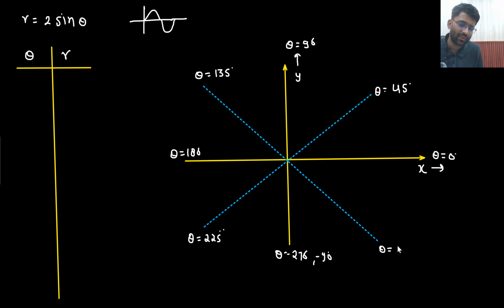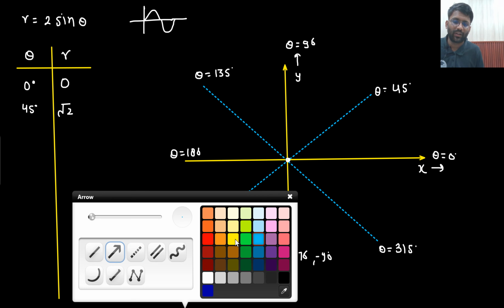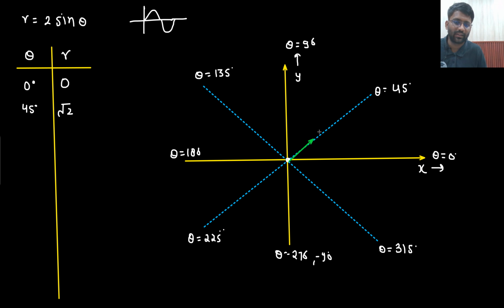And theta equals 315 degrees. Understandable? So all these values are there. Put theta equals 0 degrees, so 2 sin 0 is 0. When theta is 0 degrees, the radial distance from the origin is 0. When theta equals 45 degrees, the radial distance from the origin is root 2. So you need to move a distance of root 2 when theta is 45 degrees.